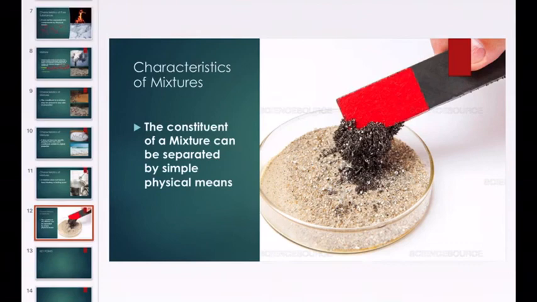So that's about the introduction of pure substances and mixtures, their definition, examples, and characteristics.